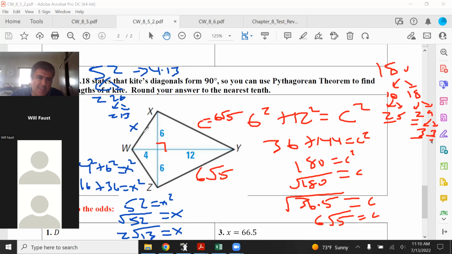This said round to the nearest tenth. I did it as radicals. You could punch it in a calculator and get the decimal if you want. But yeah, that's going to be 2 root 13 for those two sides. So that's just Pythagorean theorem, because we know that the diagonals are perpendicular, so we can use Pythagorean theorem in that regard.